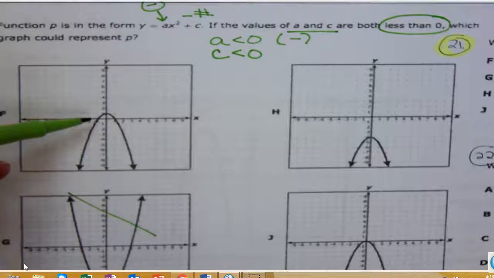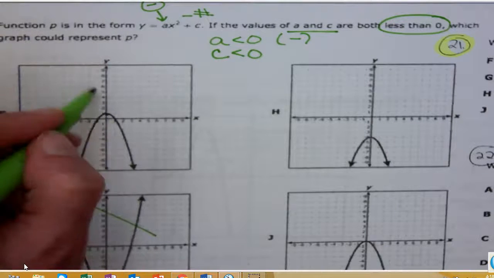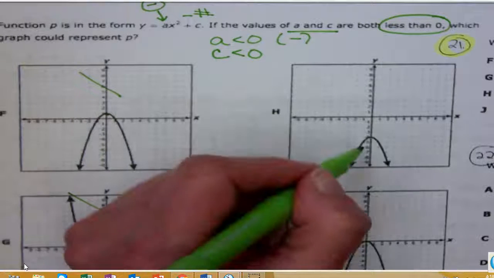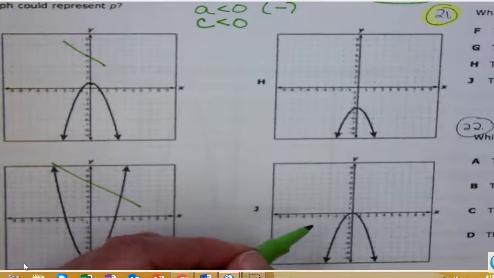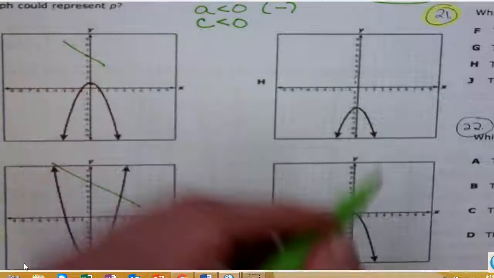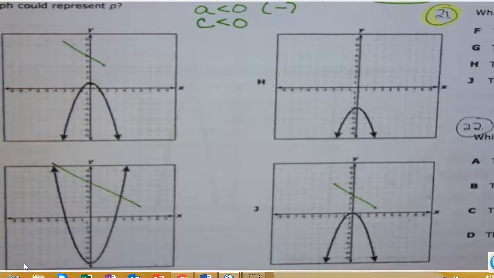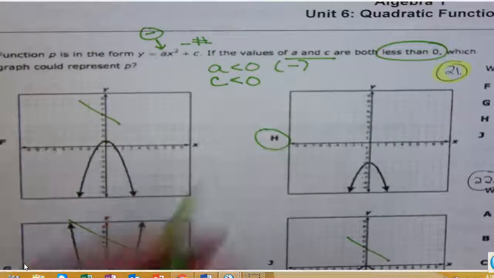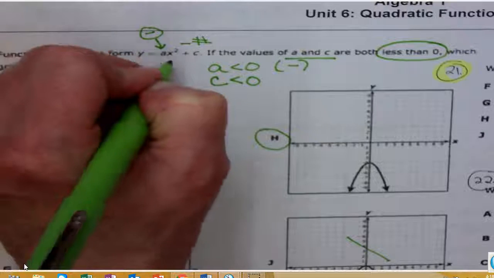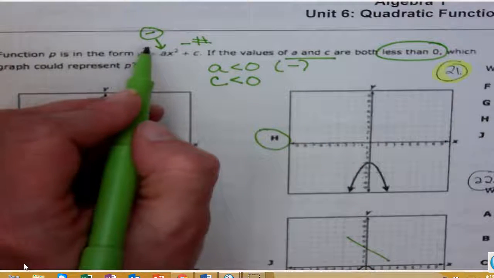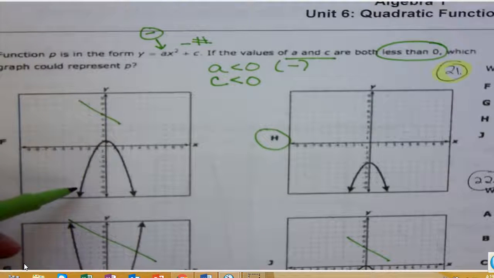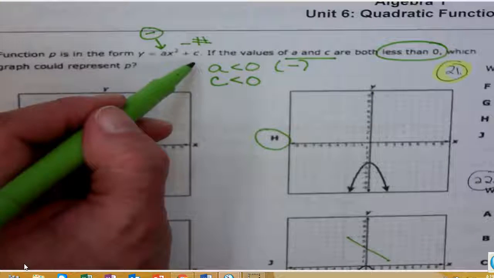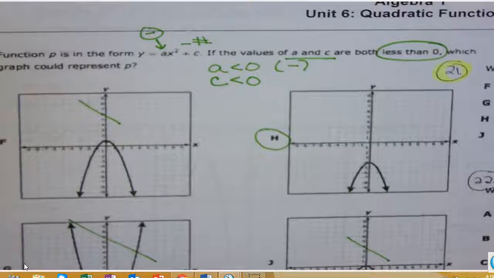So this one is a positive y-intercept. So I know this one's not going to be it. This one could be it. And this one is actually at the origin, so this one has not been shifted down. So my answer is going to be H. Do you see how if you just take the things that you know, that if they're less than 0, they're going to be negative? If a is negative, it points downward. If c is negative, it shifts downward. All right, moving on.